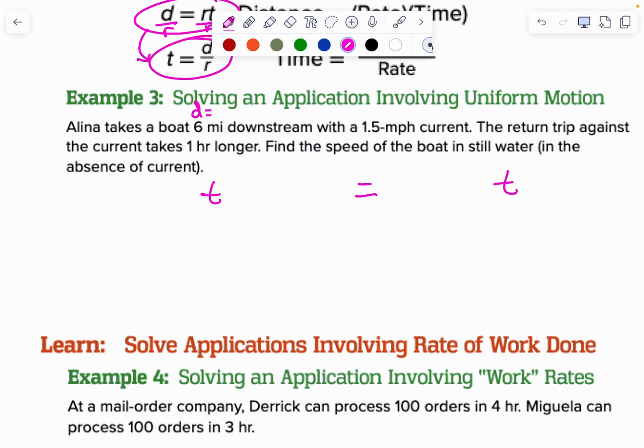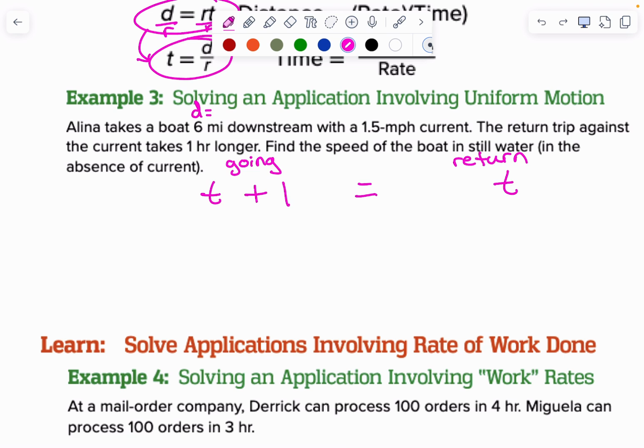The return trip takes 1 hour longer than the going trip. If this is the return time, I have to add 1 to the going trip side to make it equal to the return trip, right? The return trip is longer. If the going trip is 5, then the return trip would be 6. The return trip is 1 hour longer than the going trip. So that's how we're going to set that up.